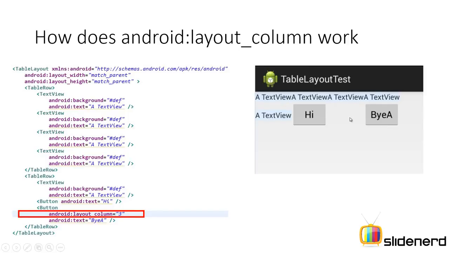There you go. So now column number 2 has nothing over here. You can see that, right? Like this, you can control which view should appear inside which column by using this attribute android:layout_column. So I hope you have got what I said.